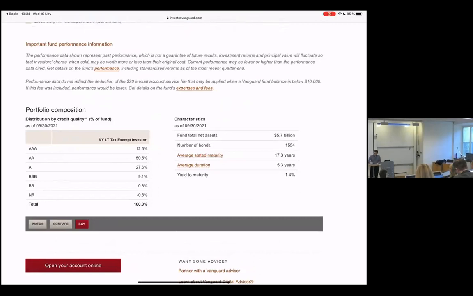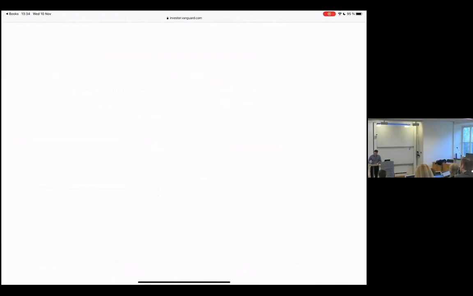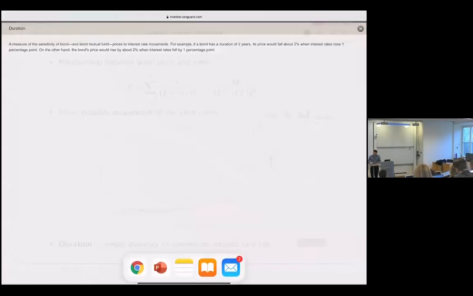But the other measure that you have here is the average duration. This one is a single statistic that tells you how sensitive this portfolio is to interest rates. It's a measure of the sensitivity of the bond or bond mutual fund price to interest rate movement, so that's exactly what we're talking about. Now we're going to see how we compute that, and also why they can interpret it like this, saying that if the bond has a duration of 2 years, its price will fall by 2% when interest rates rise by 1%. That's the synthetic measure that you want to come up with, and of course, we're going to see why this is the case.